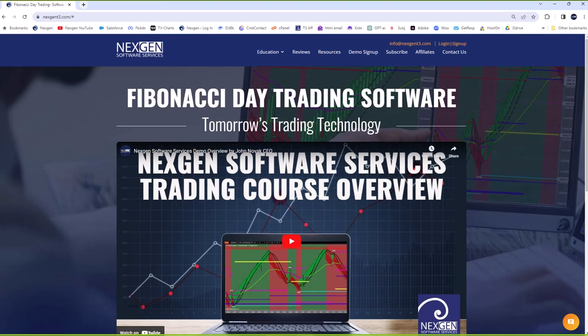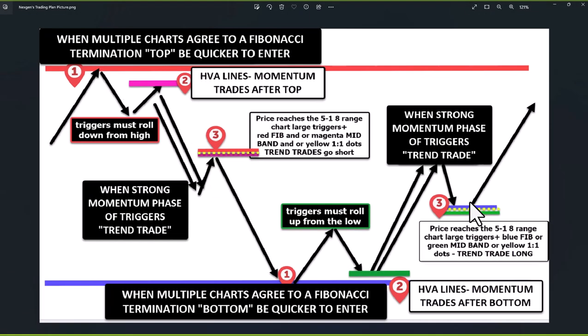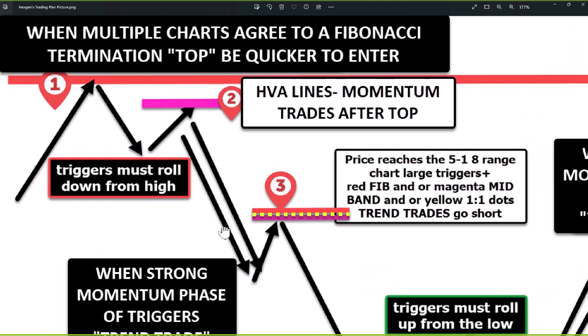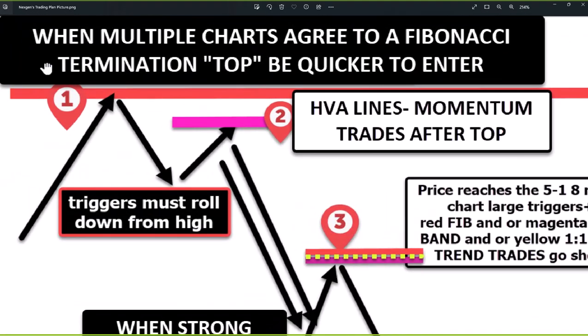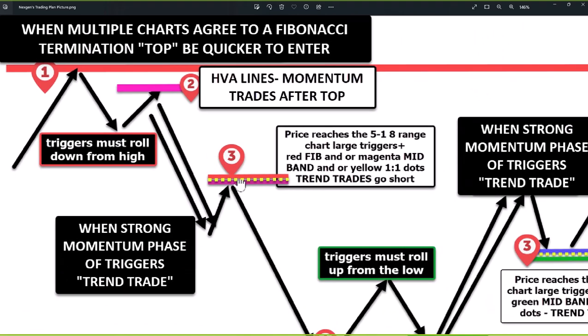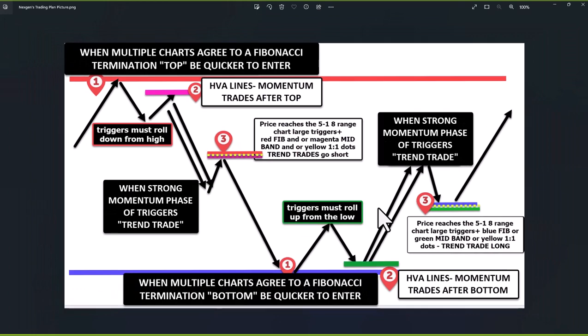Let me find my normal, bear with me here. You guys have all seen this picture, I'm sure, a bunch, right? It's always the same thing. You have to have a good top. Some of your triggers have to roll, and then you can buy or sell a pullback to an area or a high volume line with momentum. And then when all the triggers roll, you're doing a trend trade. So it's pretty much the same thing on both sides.